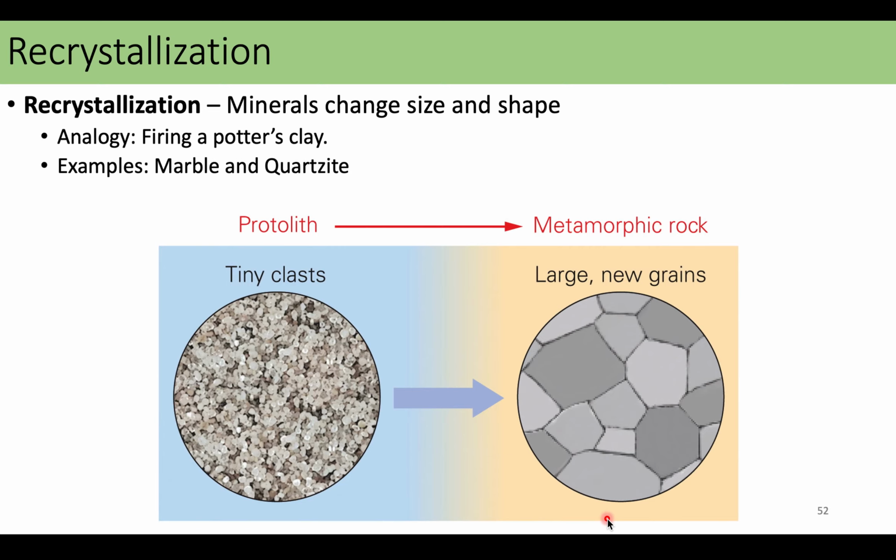So our first example of metamorphism we call recrystallization. So this is where the minerals actually change size and shape. So this is something like firing a kiln or firing potter's clay. So this would be some example. Here is our protolith, so the original rock with its tiny clasts. And then after metamorphism, the metamorphic rock that forms has large new grains. So recrystallization, sometimes you can see similar coloring, similar types of minerals within, but the rock is going to look quite different.